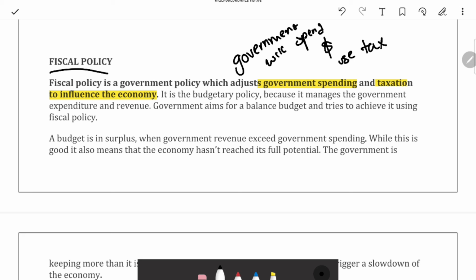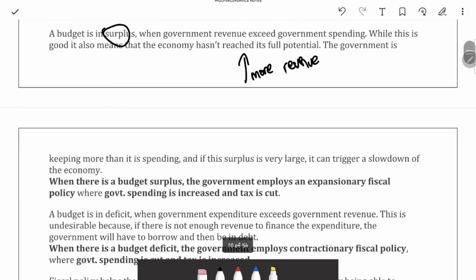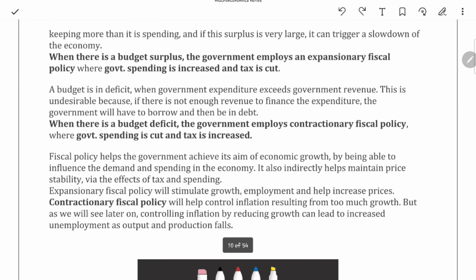It's a budgetary policy because it manages government expenditure and revenue, and the government aims for a balanced budget and tries to achieve it using fiscal policy. Now the budget can be either a surplus or a deficit. A surplus is when they have more revenue compared to the expenditure, and the opposite for a deficit. So that's the budget deficit and the budget surplus.